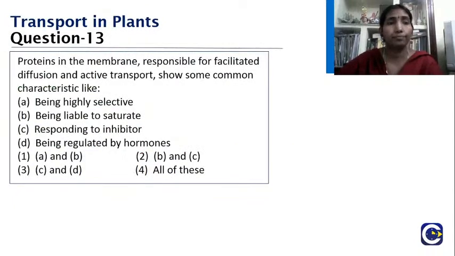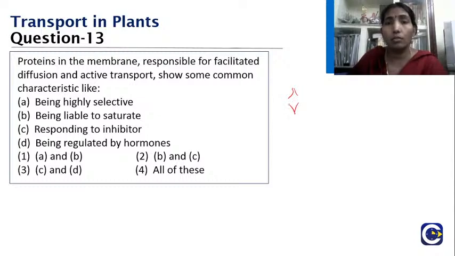Okay, very good children. Now coming to the next interesting question here: the proteins in the membrane responsible for facilitated diffusion and active transport show some characteristic like being highly selective, being liable to saturate, responding to inhibitor, being regulated by hormones. So we have to choose which of this is more characteristic to them. Before going into them, let me tell you what is facilitated diffusion and active transport.